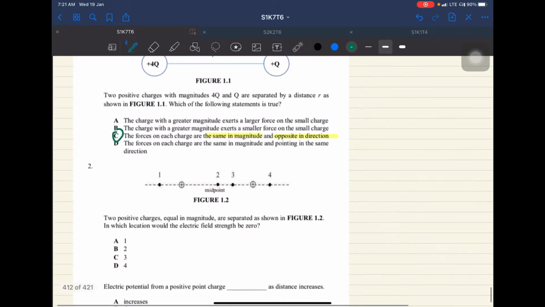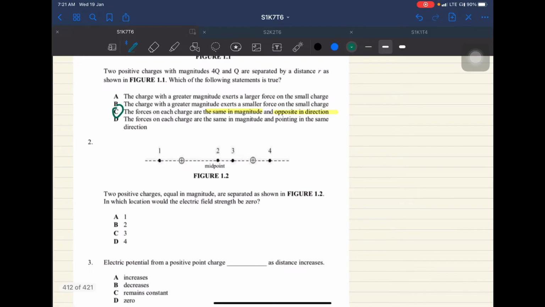For question number 2, two positive charges equal in magnitude are separated as shown in figure 1.2. At which point is the electric field strength 0? You have two positive charges, and a positive charge produces an electric field going out from the charge. We are talking about the point along the x-axis, so maybe you produce in that direction and equally in that direction. You need to find a point where they will cancel each other.